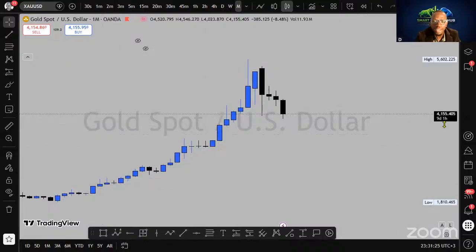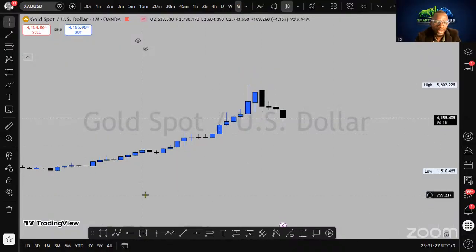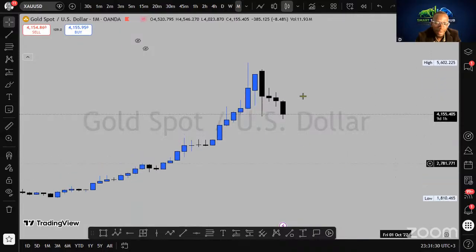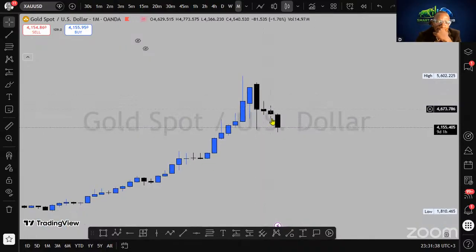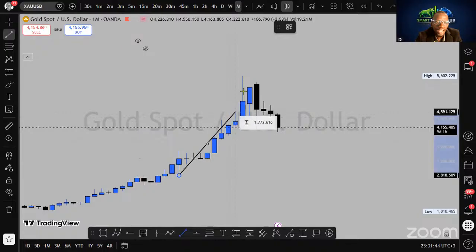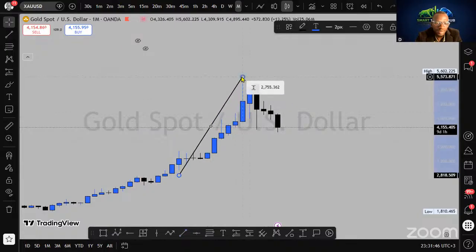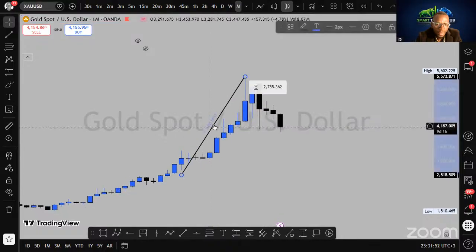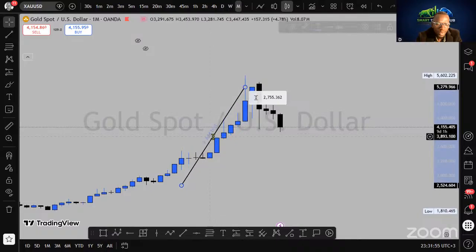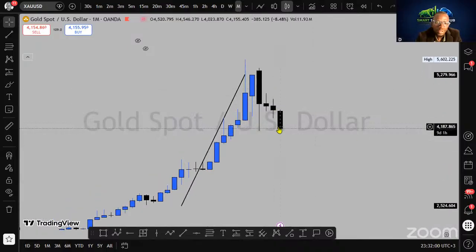So on the monthly, what we're able to see is that gold has been going up until the last 4 months. The last 3 months is when gold has been trying to come back. You see, for the previous months, gold has just been going up. All these blue candles, gold has just been going up. So this is the month that we are currently in.